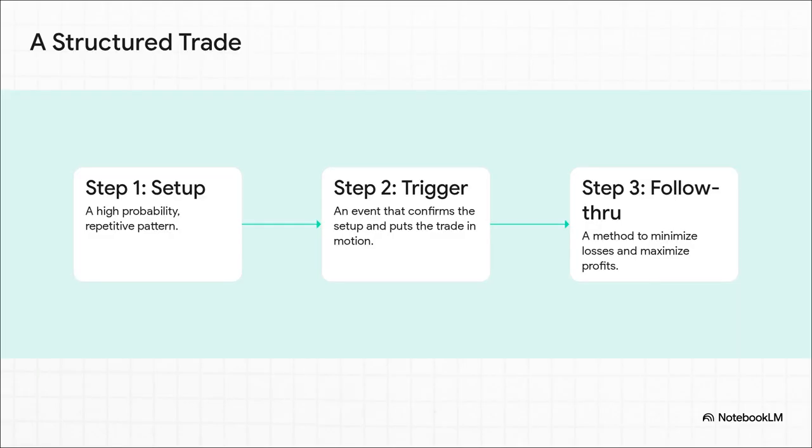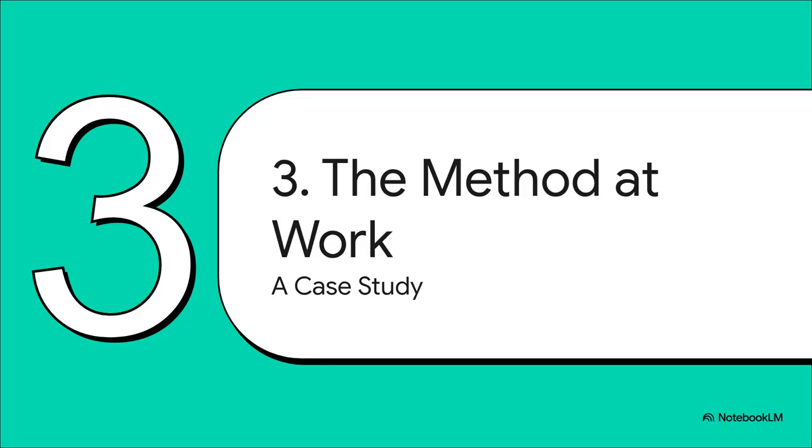Okay, so let's break it down. Step 1 is the setup. This is a recurring pattern you learn to identify, something that looks promising. Then, step 2 is the trigger. This part is absolutely crucial. It's the specific event that confirms the setup and says, okay, this is real, it's time to act. And finally, you've got the follow-through. This is your game plan for what to do after you're in the trade, how you'll manage your risk and hopefully maximize your profit. Now, this all sounds great in theory, but does it actually work?